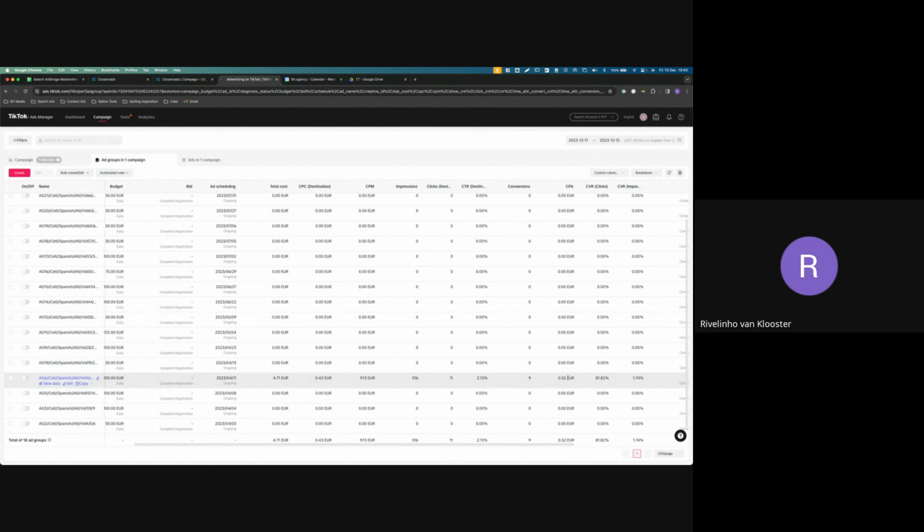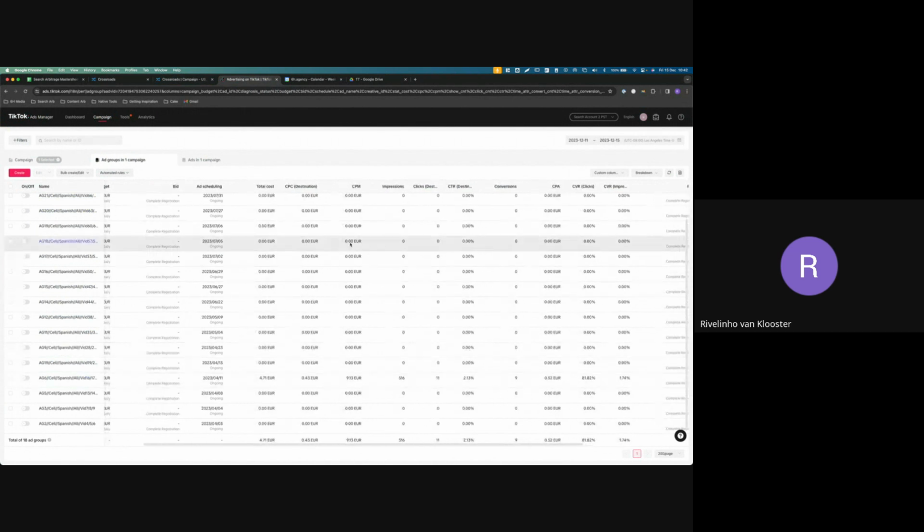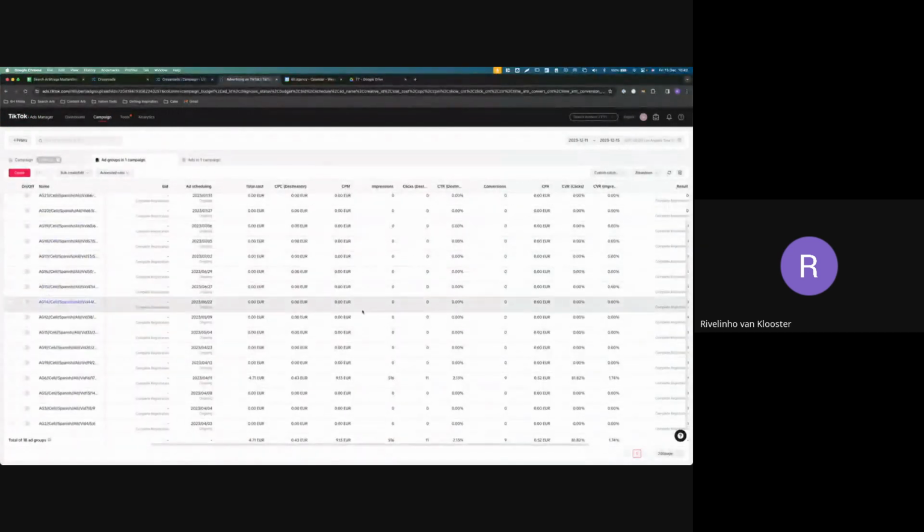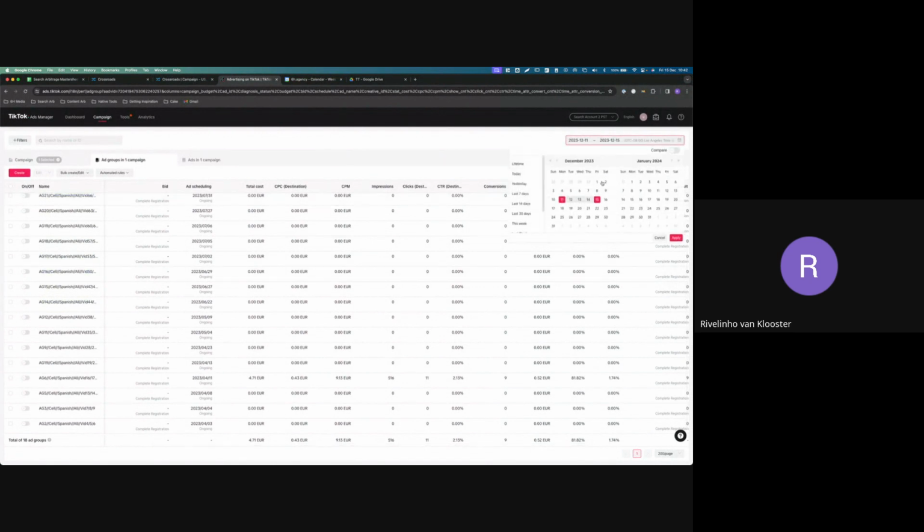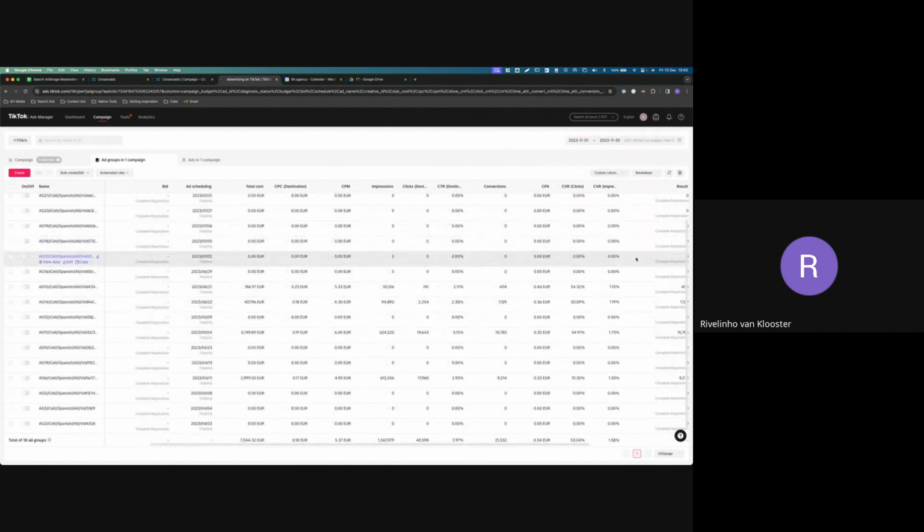Then it's my job, and it will be your job as well, to make your CPA lower than your RPC. That's it. Lower than the average RPC, I should say. That's the most important thing. Obviously there are a couple of things that come with it, your CPC, CTR, all these kinds of things, but it all depends on the ad. But in general, you want to have as low a CPA as possible.